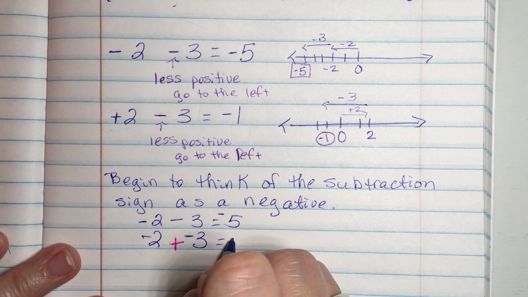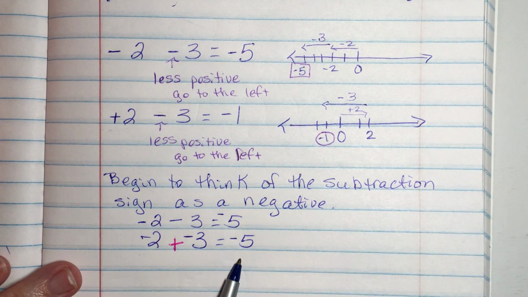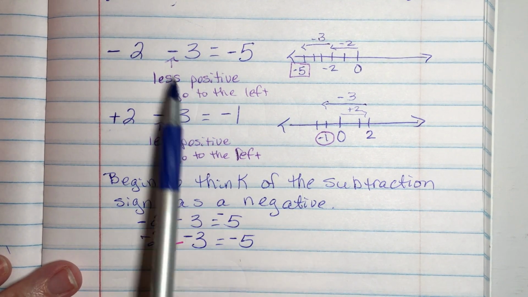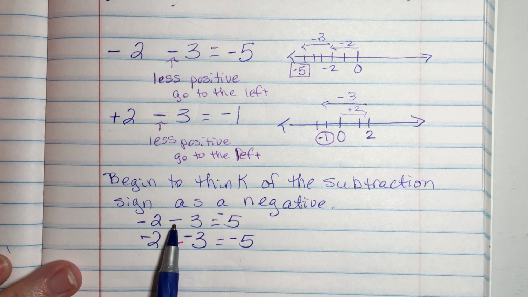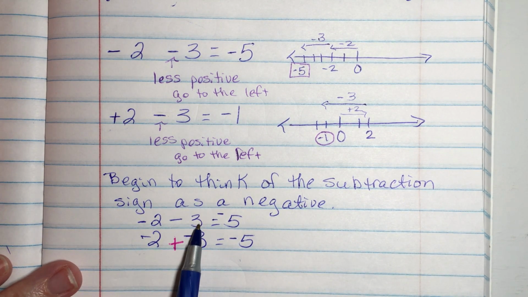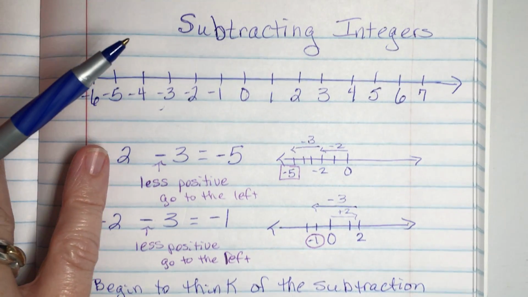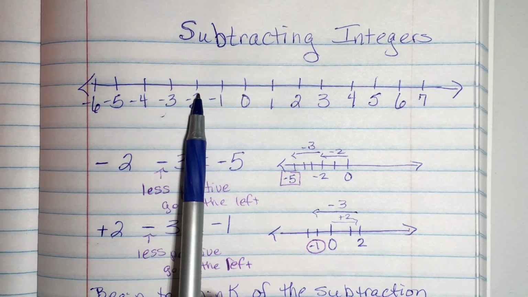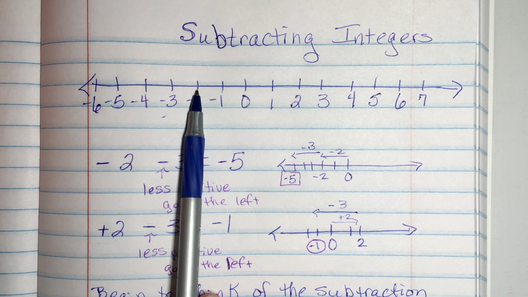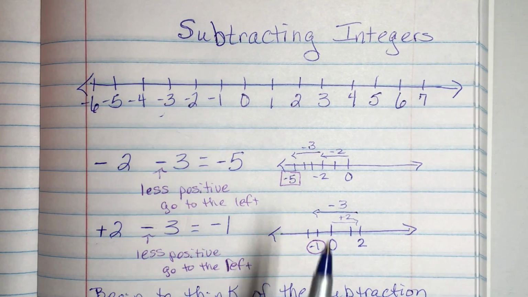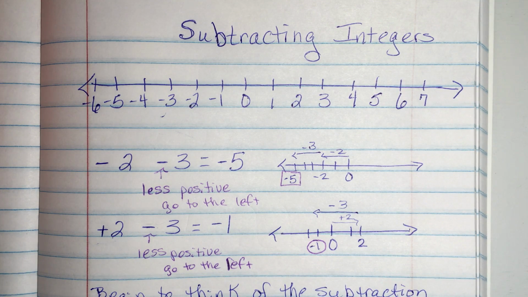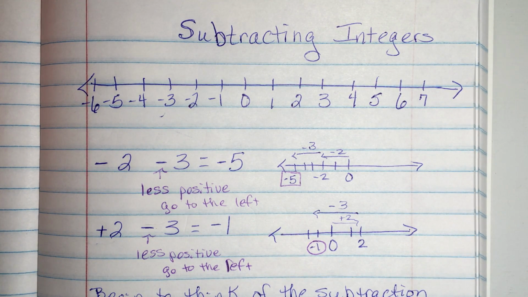Miss Johnson did not put the right answer for that one. Sorry, guys. Which would give us 5 negatives, which is what we got up here. And if you think about it on our number line, if we're at -2 and I want to get less positive, that means I need to get more negative, so I have to go to the left. So if I'm getting less positive, that means I'm getting more negative.